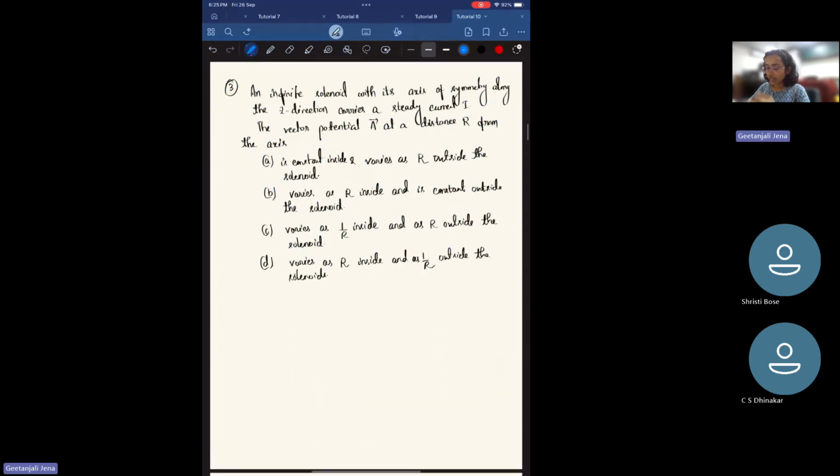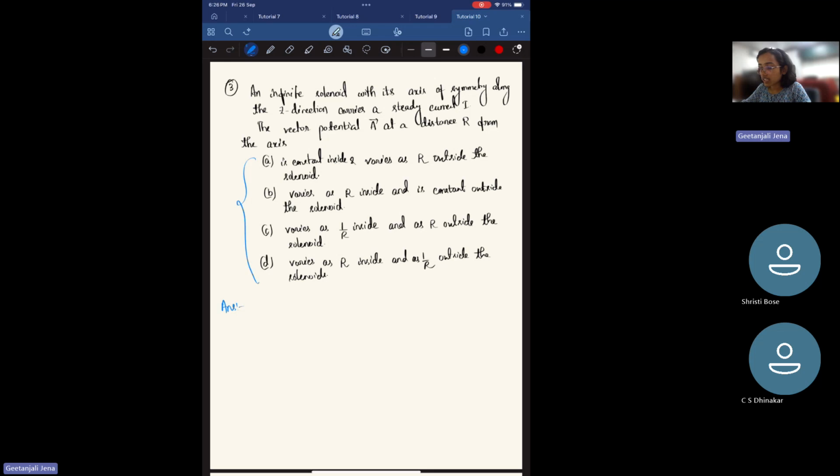Okay. So let us move to our next part. For this case, there is an infinite solenoid with its axis of symmetry along the z direction that carries a steady current I. The vector potential A at a distance R from the axis is. So you need to find out how the vector potential for this long solenoid is behaving as a function of R. So there are four options given.